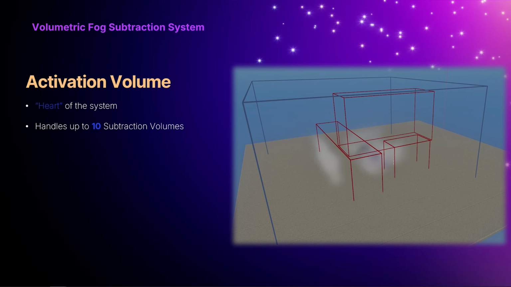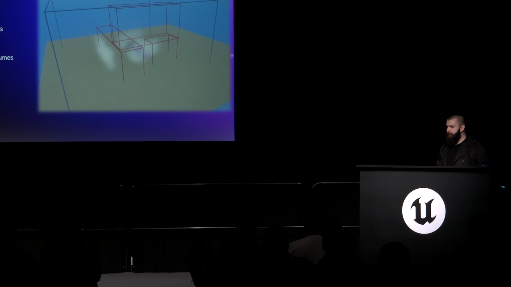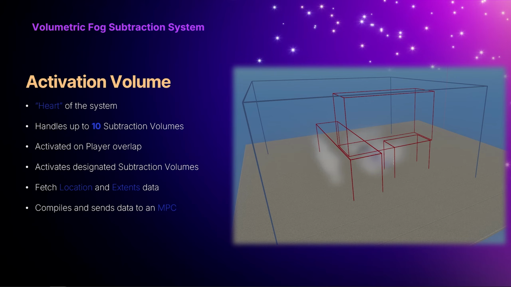But the activation volume is the heart of the system that can handle up to 10 subtraction volumes in itself. It activates on the player overlap of the activation volume, and is then deactivated when the player leaves the volume. That activation activates the subtraction volumes designated to that activation volume, and the data from those subtraction volumes is sent to the activation volume, compiled in there, and then sent to the material parameter collection. So it fetches location and extents and compiles the data.